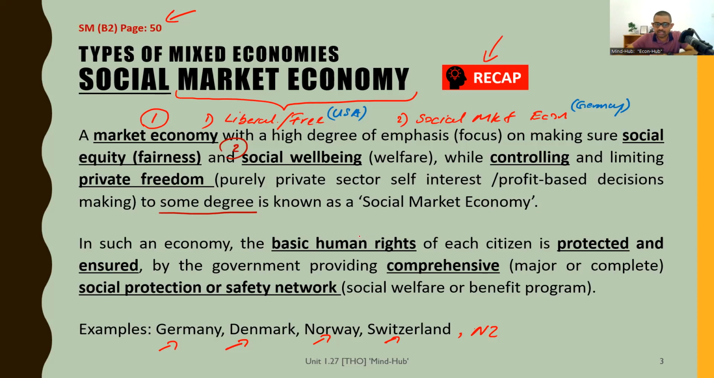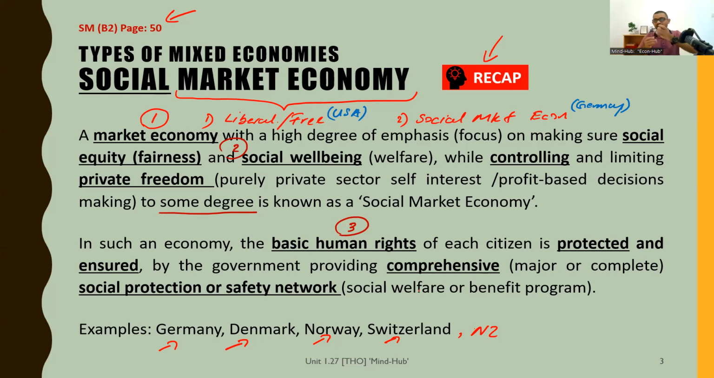Then the fourth key point is that in these social market economies, 5 types of basic human rights are protected. I'll give you the 5 types of basic human rights, make a note in a bit. So number 3, basic human rights, the focus has to be on that. Basic human rights are protected and ensured for every citizen. Number 3.